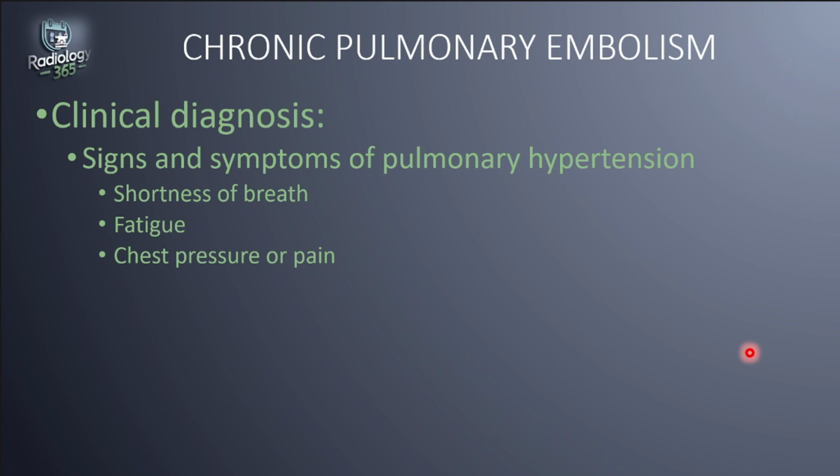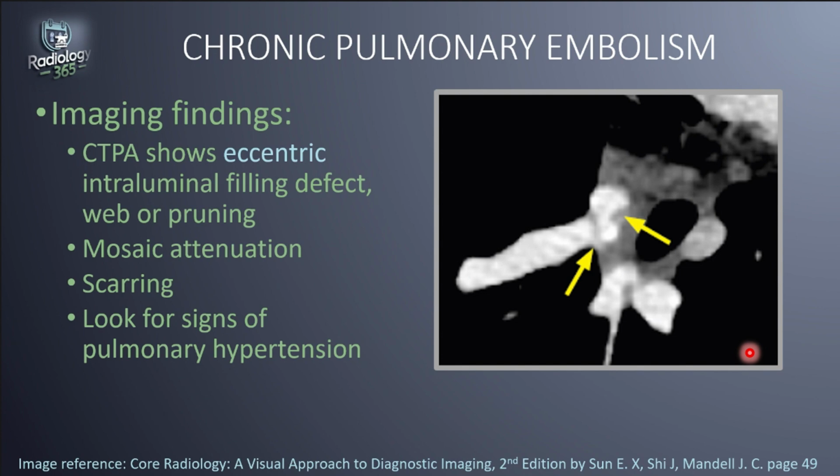Chronic pulmonary embolism presents with signs and symptoms of pulmonary hypertension, as we stated earlier. Clinically, this may also be non-specific, but on imaging, once you see signs of pulmonary hypertension, you can point more towards chronic pulmonary embolism as opposed to an acute pulmonary embolus. So what are these imaging findings we're talking about? Chronic pulmonary embolus would present as an eccentric filling defect or an eccentric web, as opposed to the central intraluminal filling defect that we would see in an acute pulmonary embolus.